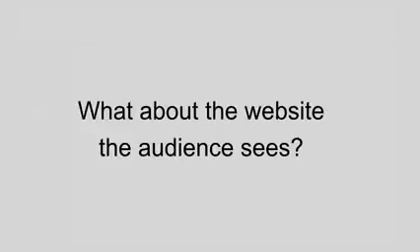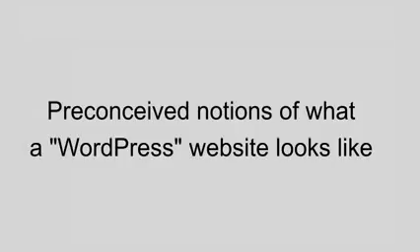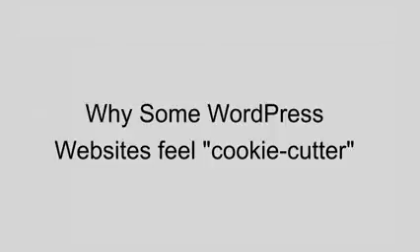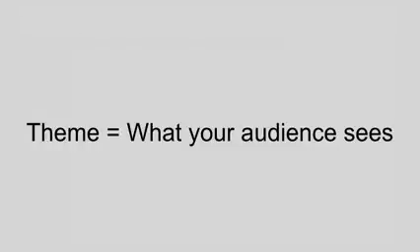Now, the reason I didn't show you what the website looks like is because I don't want you to have any preconceived notions of what a, quote, WordPress website looks like. There's a lot of people that think that all WordPress websites look the same or that they have some cookie cutter formula, but I'm here to tell you that they don't need to be that way and that largely they're not that way. WordPress does not place any restrictions on how your website should look. The only reason some WordPress websites feel cookie cutter or maybe they look the same is because a certain theme has become very popular. A theme is what controls the public-facing portion of your website. It's what your audience sees.